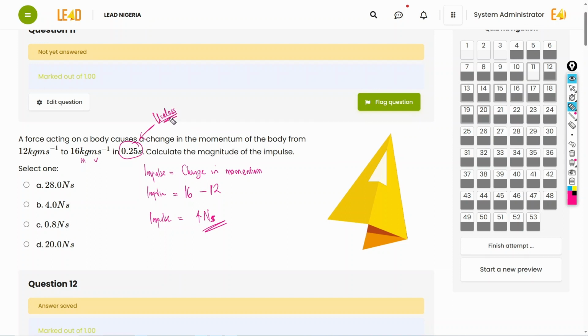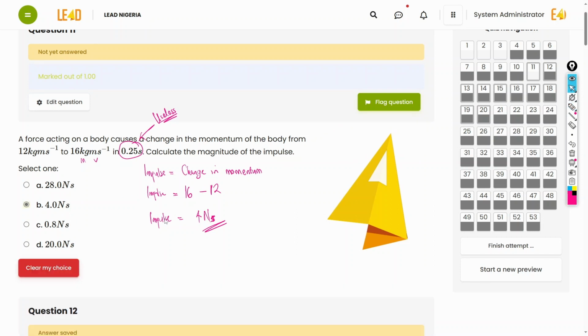All right, and I believe it was put in there to throw you off, just in case, because if you see this, the tendency is that you probably go about calculating the force, introducing Ft and then dividing both sides by t, and then you'll be wrong. So the correct answer is actually 4 Newton seconds. That's option B.